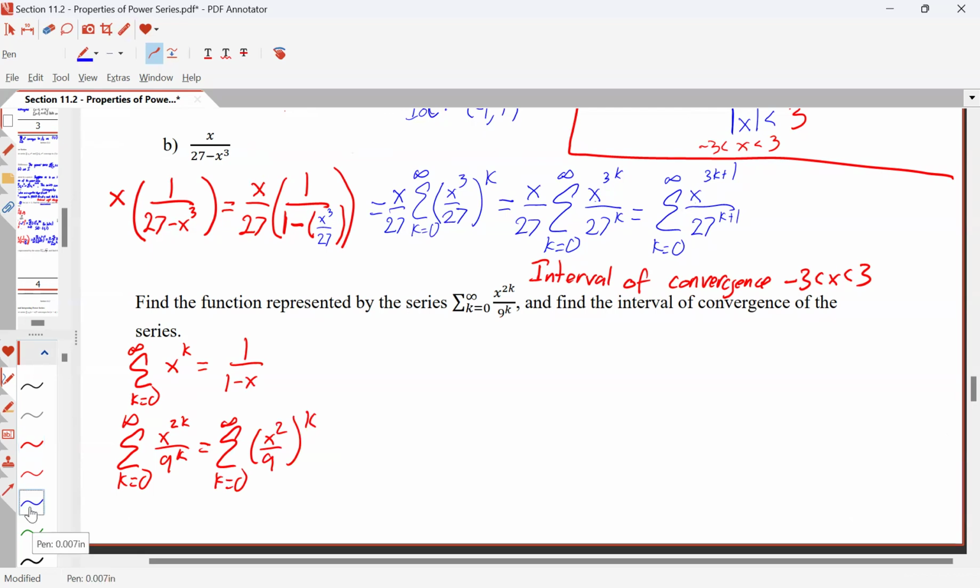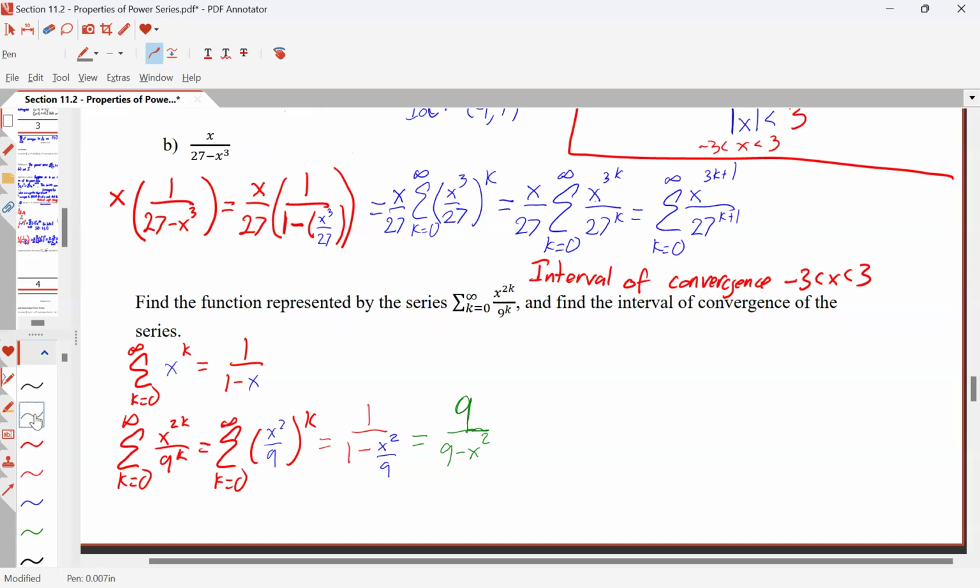Well, x squared over 9 is in that position of x. So plugging it in, we'd have 1 over 1 minus x squared over 9. Now here is just a rewrite. I'm going to multiply everything by 9 to have 9 over 9 minus x squared.